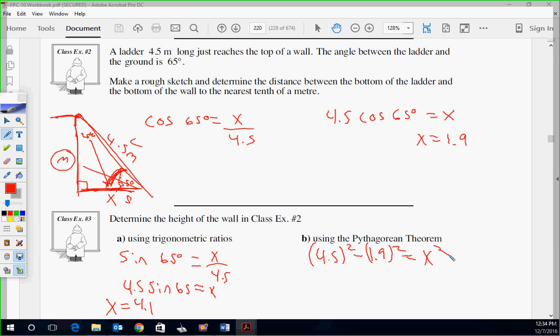So for 4.5 squared plus, minus 1.9 squared, you should get 16.64. And then we're going to square root it. You're going to get 4.1. 4.07, I'll round to 4.1 so that we're the same. Okay, so we get it again. Just proving that it works using stuff you already know. Any questions or concerns yet?